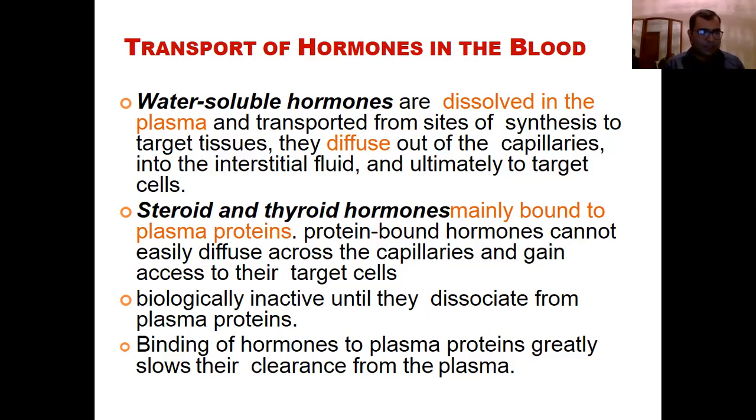The relatively large amount of hormones bound to the proteins serves as a reservoir, replenishing the concentration of the free hormones when they are bound to the target receptors or lost from the circulation. Binding a hormone to plasma protein greatly slows its clearance from the plasma.